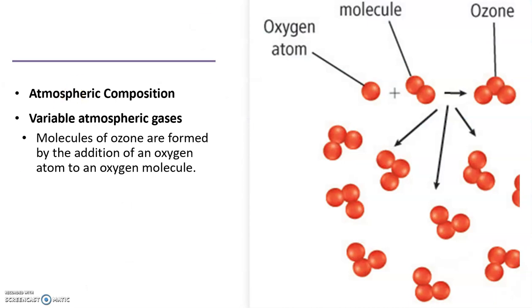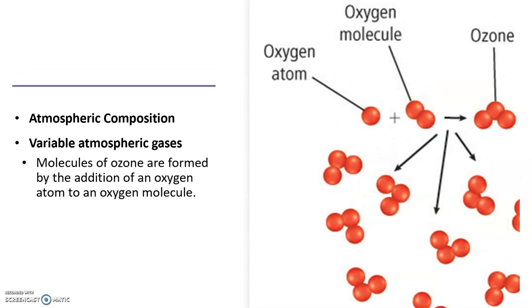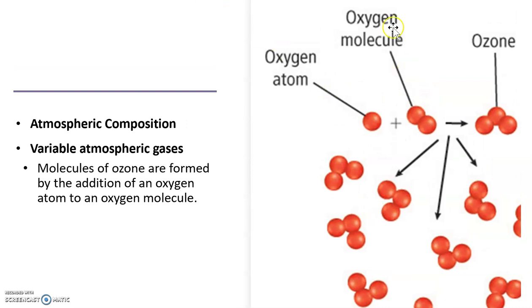All right. In this particular slide, we're noticing that this is talking about ozone and oxygen, and how if you combine an oxygen molecule with an additional oxygen atom, you get this triplet of oxygen atoms that we call ozone. Molecules of ozone are formed by the addition of oxygen to oxygen molecules. It's a little bit more complex than that, but we're just going to pretend like it's that simple.